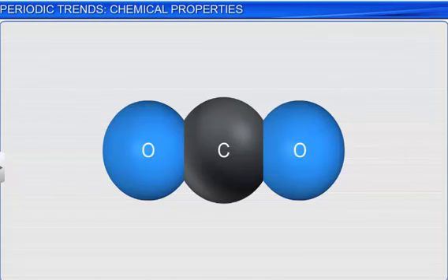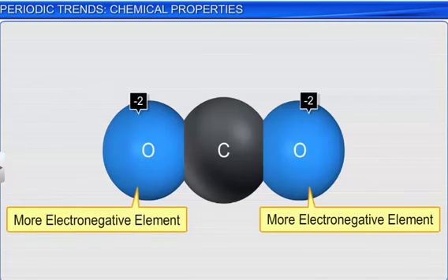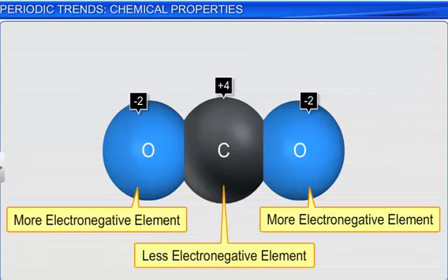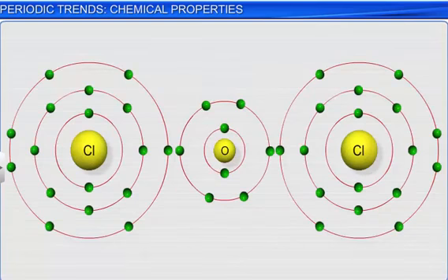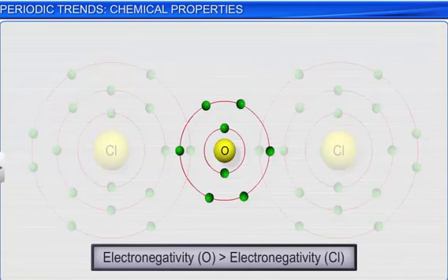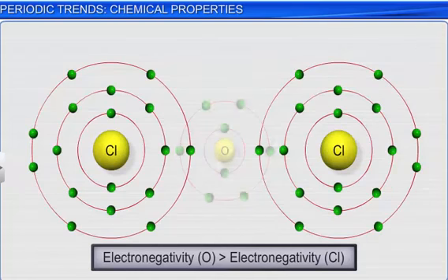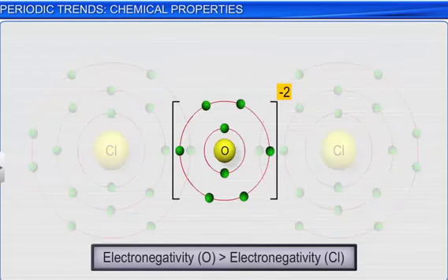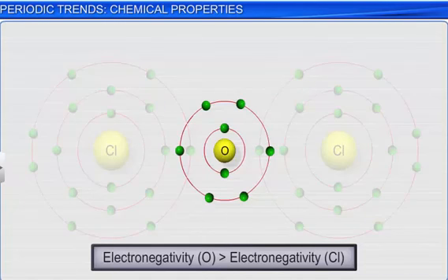The more electronegative element in a compound is given a negative oxidation state, whereas the less electronegative one is given a positive oxidation state. For example, in case of chlorine oxide, oxygen has a greater electronegativity as compared to chlorine. Therefore, the oxygen atom shows an oxidation state of -2, whereas the two chlorine atoms show an oxidation state of +1 each.